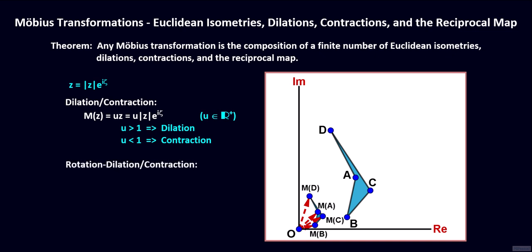We generalize this to include the case where u is a negative real number or just a plain generic non-zero complex number. We write u in the form the absolute value of u times e raised to the power i times omega, where omega is an argument of u. And so u times z equals the product of the absolute values of u and z times e raised to the power i times the quantity omega plus zeta. What we have is a mapping that is a composition of a rotation with a dilation/contraction. Let's call this map RDC.